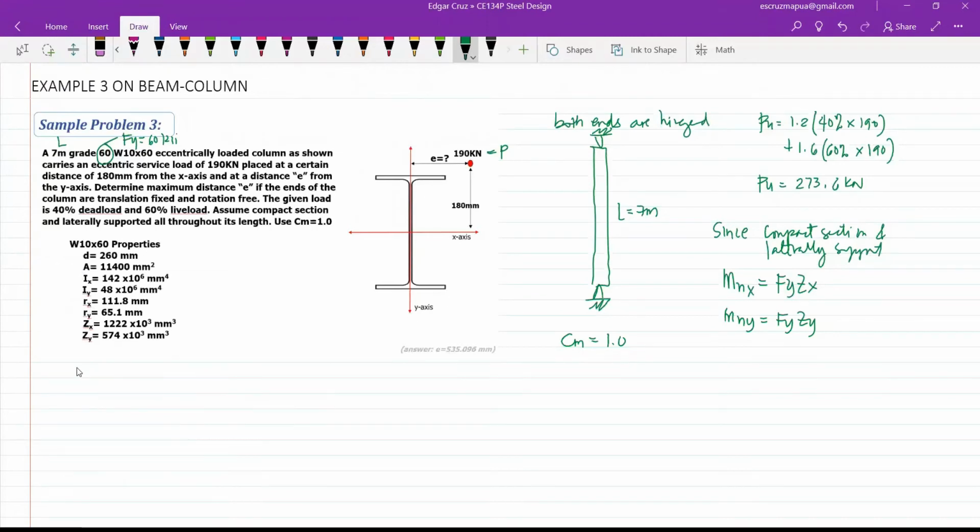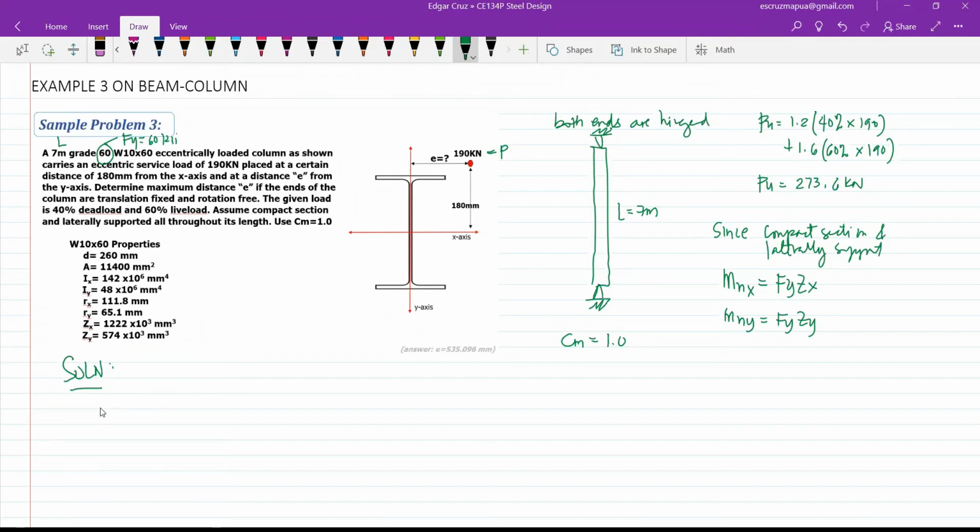Okay, so let's have its solution here. First question, are you convinced that this member is a beam column? Yes, no? It is a beam column because it has an axial load, which is the P, and we have its moment about X and moment about Y because of the eccentricities. Again, due to the load P, it has compression. Then due to the eccentricity about X and about Y, it will have moment about X and Y.